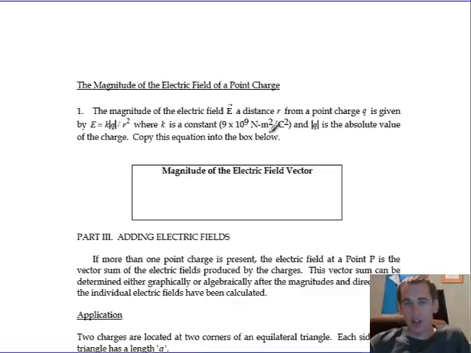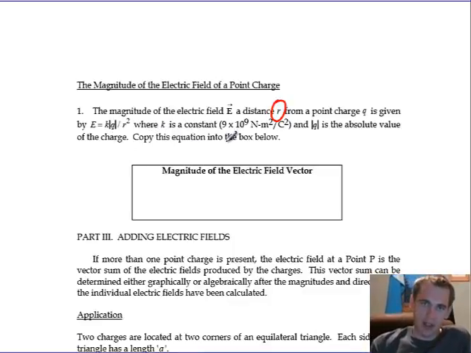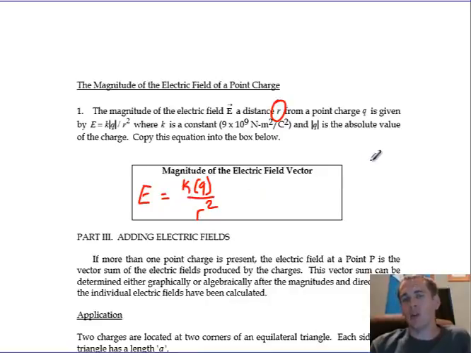Well, the magnitude of an electric field at distance R from a point charge Q is given by this equation, where K is the constant, 9 times 10 to the ninth, and Q is the absolute value of the charge. Now, it's interesting to note that this is the absolute value of charge, but this is a vector. Anyways, we're supposed to copy this equation in. The electric field vector is equal to K, Coulomb's constant, 9 times 10 to the ninth, times Q over R squared. Now this looks a heck of a lot like Coulomb's law, right?